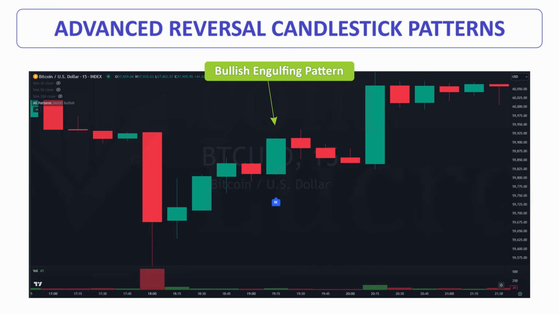So, how do we trade this pattern? The most effective approach is to wait for confirmation. Typically, you'd look for the price to break above the high of the engulfing candle before entering a long position. This confirms that the buying pressure is likely to continue and reduces the risk of a false signal.